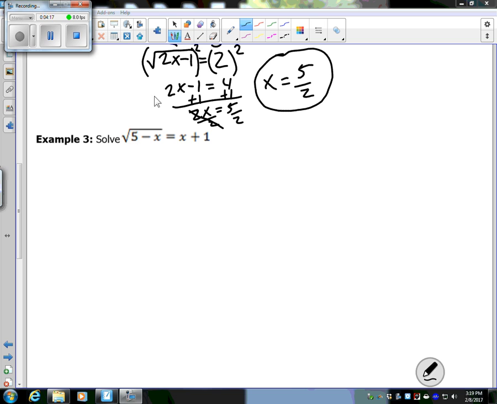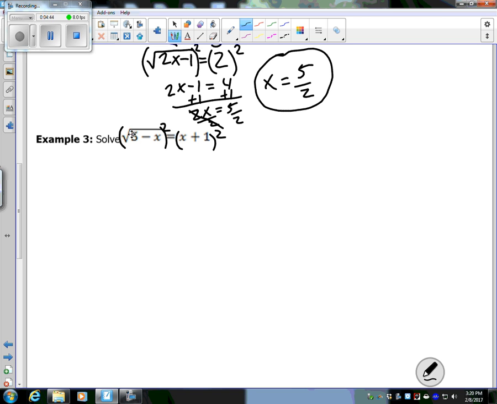All right, example 3. So here we have variables on both sides of the equation. The radical is already isolated, so we're past step 1. Step 2 is to do the opposite of the index. It's the square root, so square it. You have to square the whole right side. This gives us another little type of problem on the right side here.